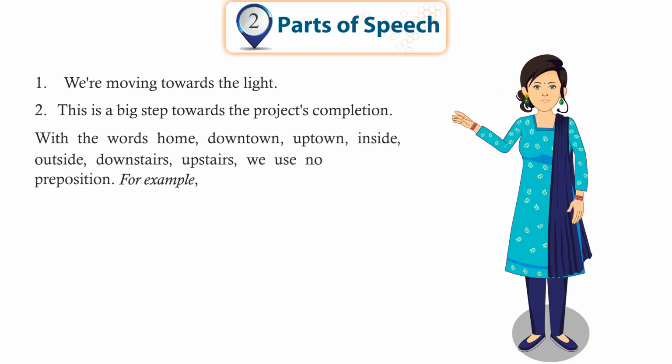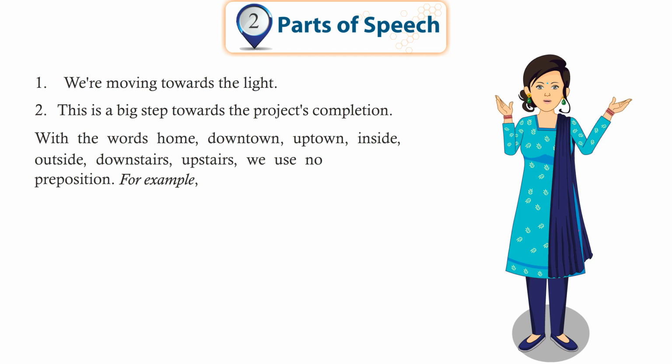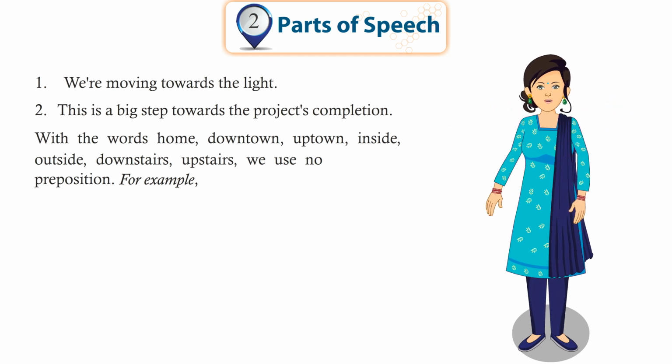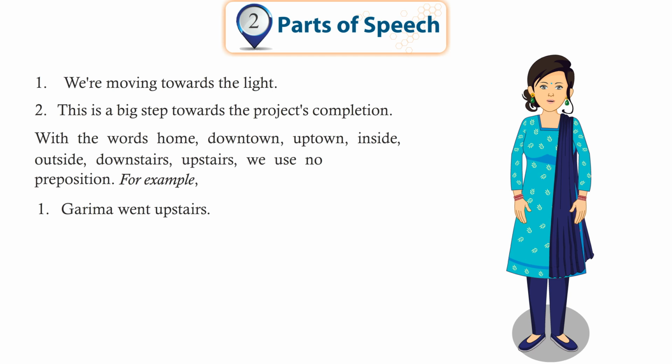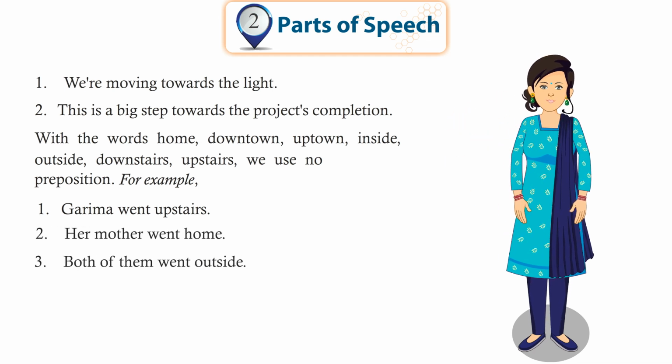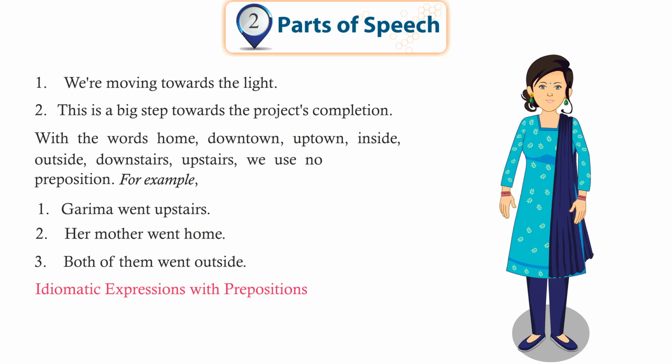With the words home, downtown, uptown, inside, outside, downstairs, upstairs, we use no prepositions. For example, Garima went upstairs. Her mother went home. Both of them went outside.